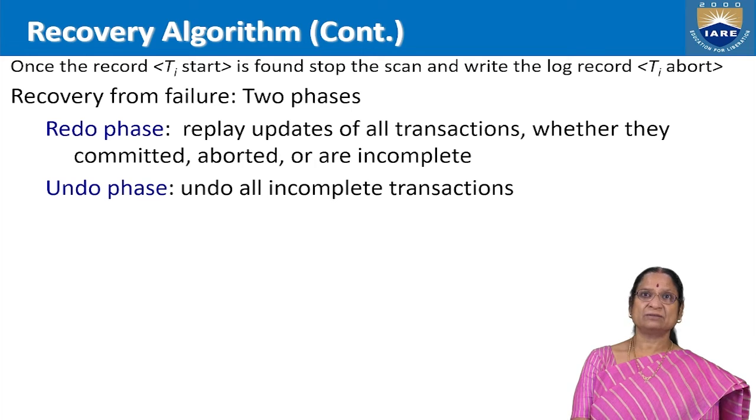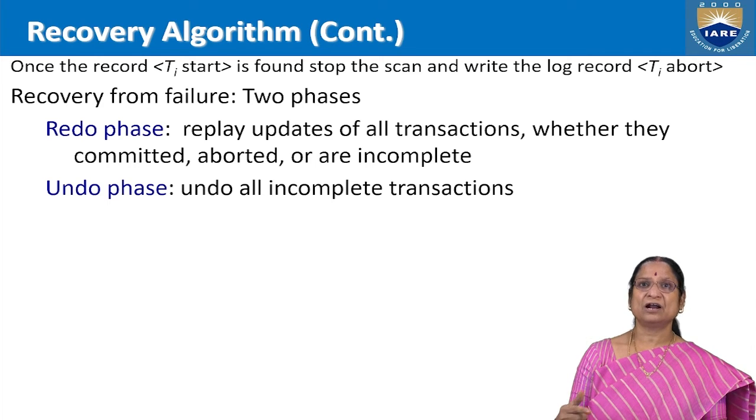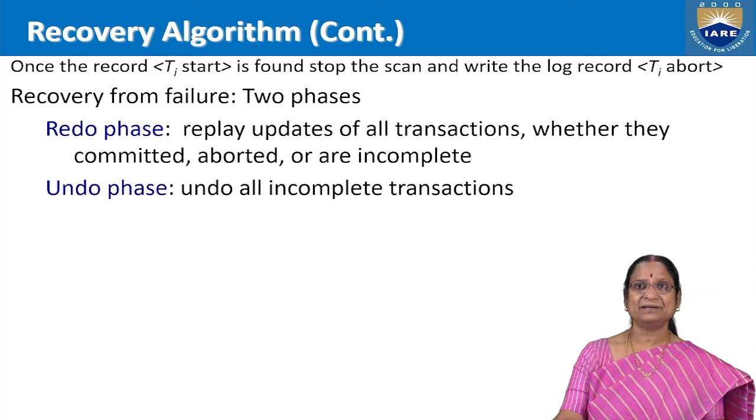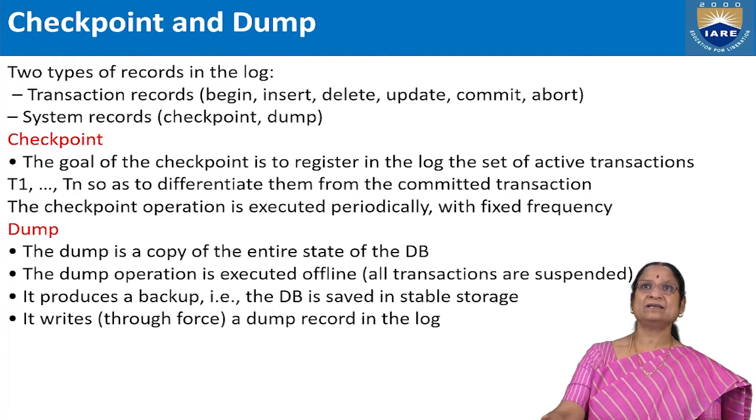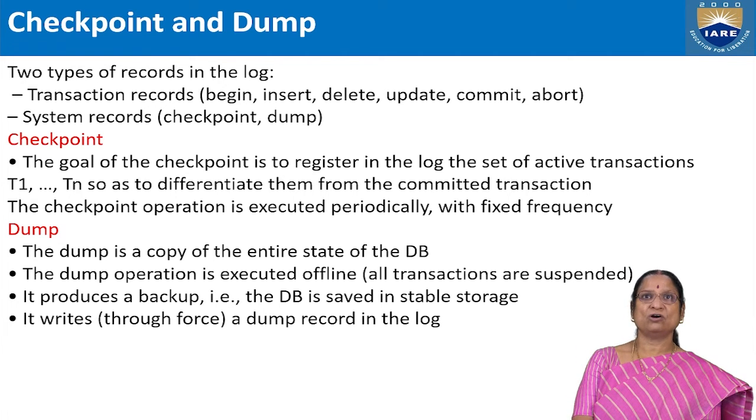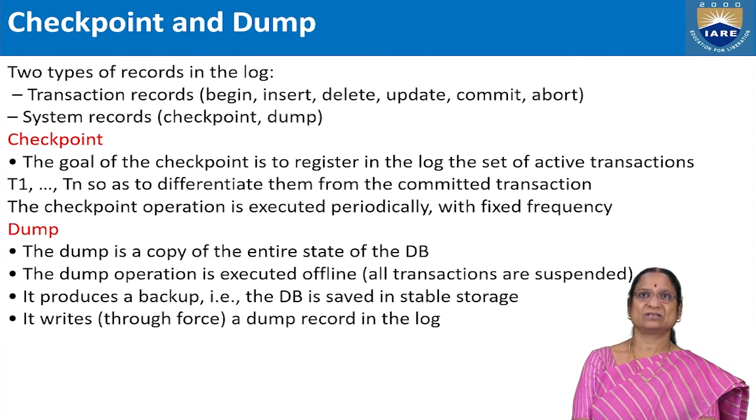Whenever a recovery algorithm is used, there will be a redo phase and an undo phase. Redo phase means repeating the same instructions. Undo phase means undoing all incomplete transactions. How to do this redo phase and undo phase is by using logs. What is a log? Logs are some records. Two types of records will be maintained by the database management system in a stable storage, permanent storage actually.